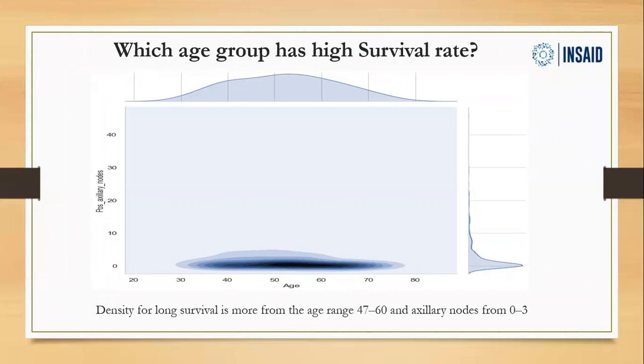Which age group has a high survival rate? In this graph, you can see that the density is much higher between the age range of 50 to 60. On the y-axis, you can see that axillary nodes have more density in the node range between 0 to 3. So the long survival category falls between the age category of 47 to 60, with axillary nodes between 0 and 3.